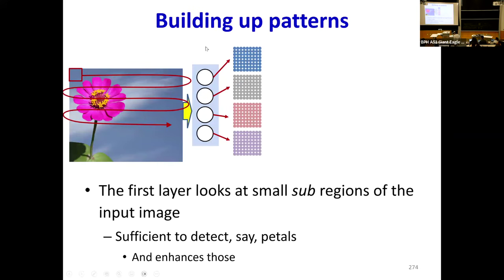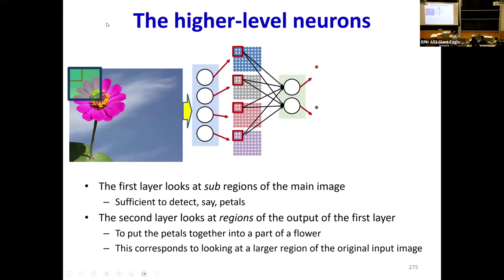So the first layer neurons, each of them is going to be enhancing different portions, different aspects, different features of the input. And the second layer neurons are going to be doing the same, except they're going to be looking at larger regions of the input than the first layer neurons.